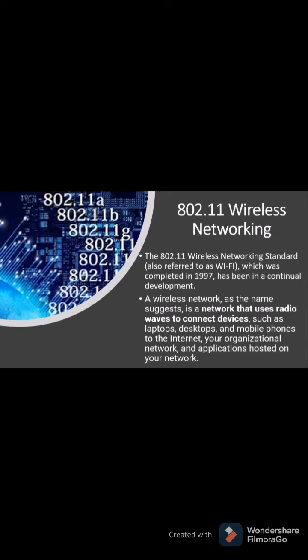A wireless network at the same time is a network that uses radio waves to connect devices such as laptops, desktops, and mobile phones to the internet, your organizational network, and applications hosted on your network.